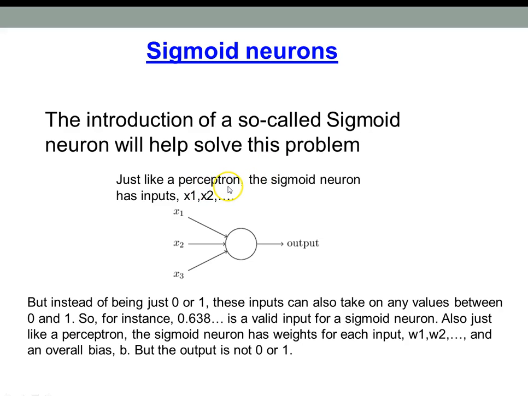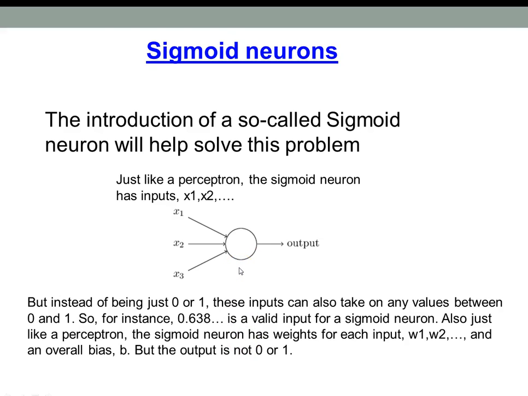Just like a perceptron, the sigmoid neuron has inputs like this. But instead of just being 0 or 1 inputs, first of all, we're not stuck with just 0 or 1 inputs anymore. These inputs can take any values between 0 and 1, so this would be okay as an input. Also, just like a perceptron, the sigmoid neuron has weights, so we also have weights here, and an overall bias, but the output is not necessarily just 0 or 1.